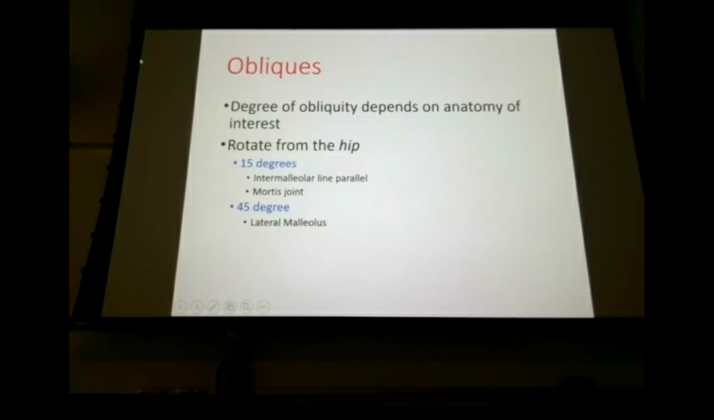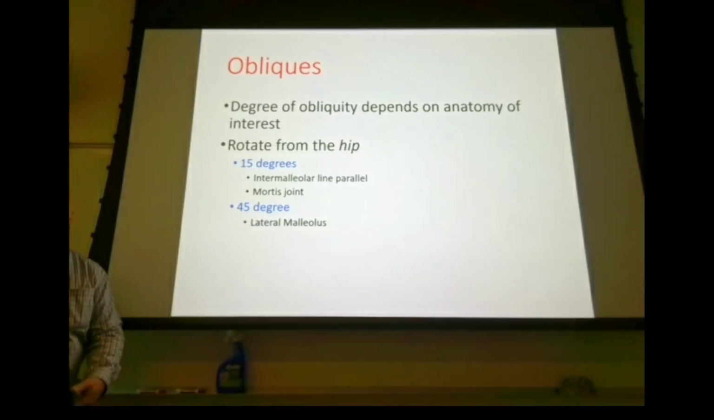We talked about all that, I think. 15 degrees puts our intermalleolar line parallel. That's for our joint space. 15 degree internal oblique. If you're looking at your own ankle, the lateral malleolus is a little bit posterior to the medial, which is going to play a part in the lateral here in a minute.